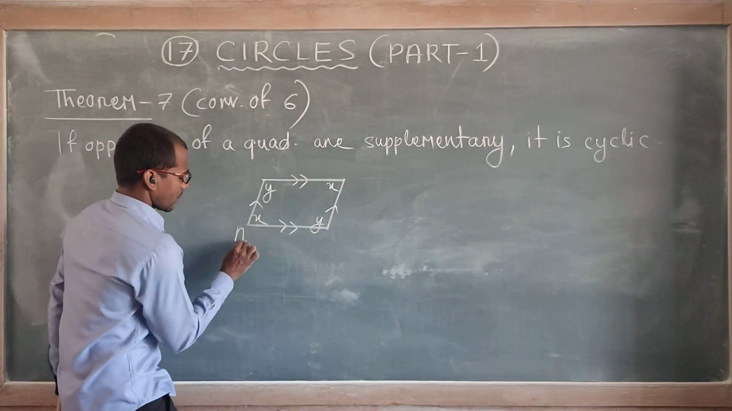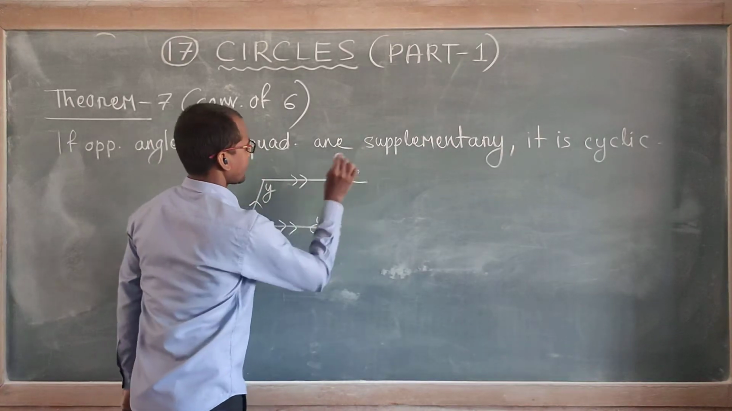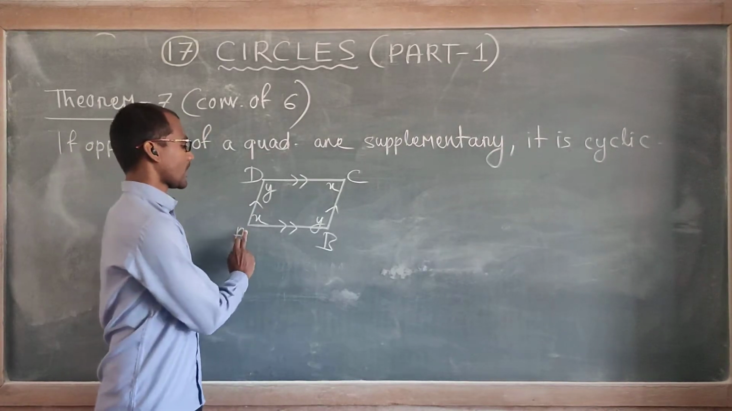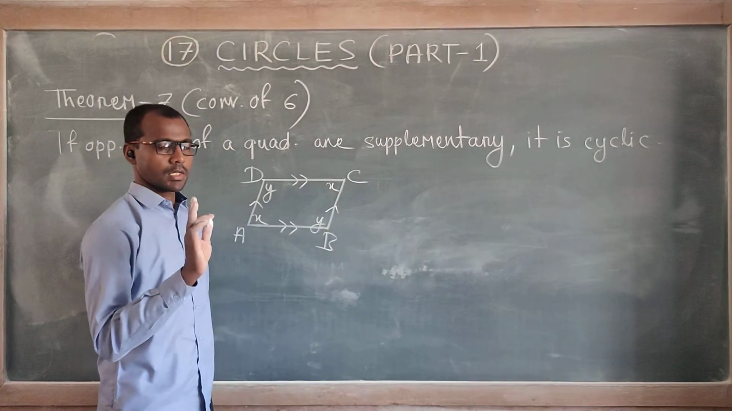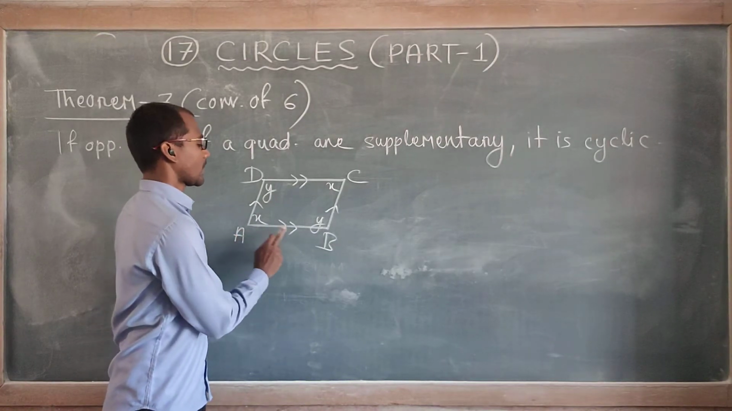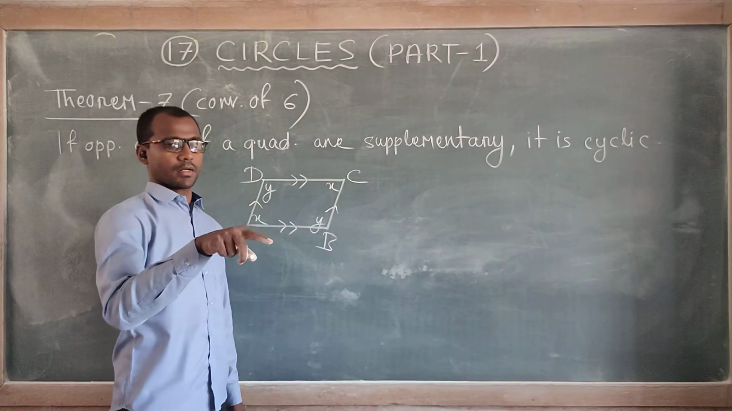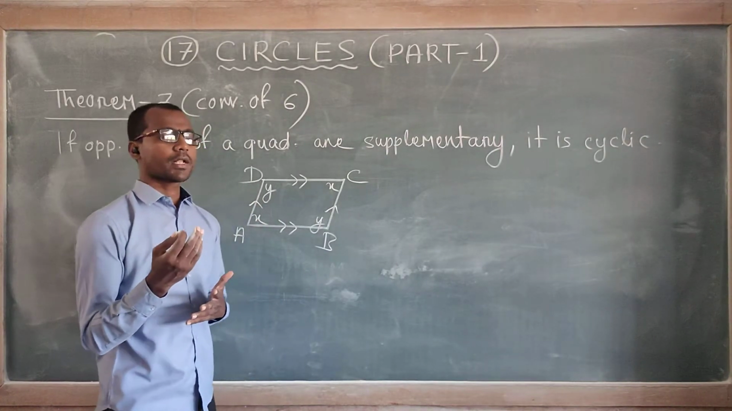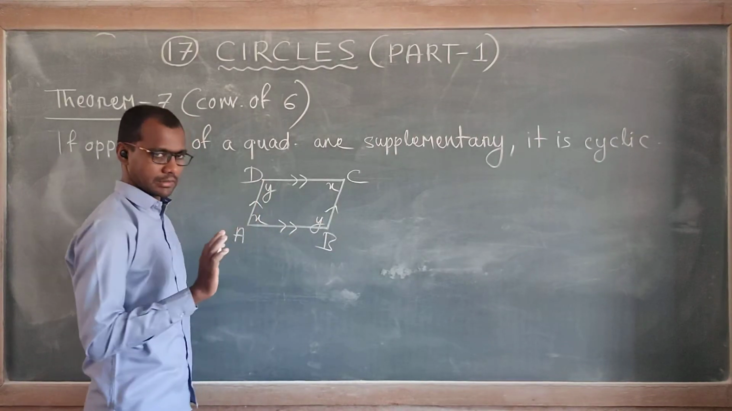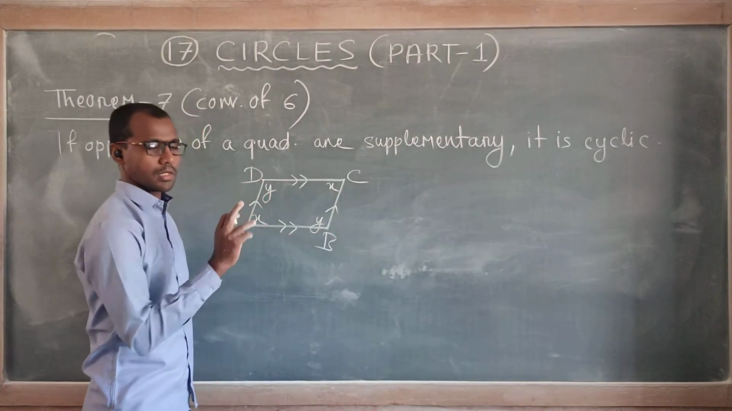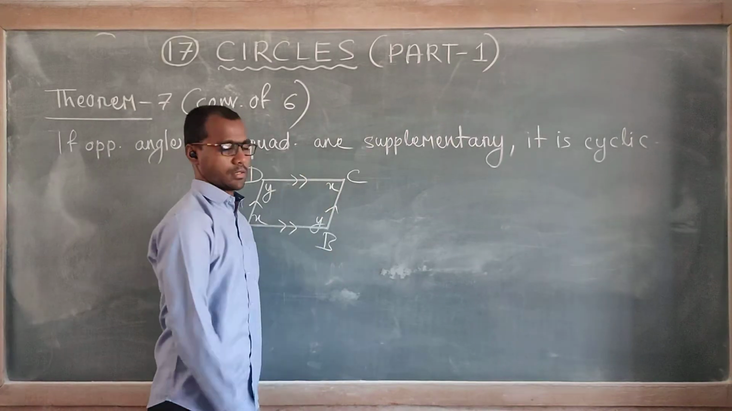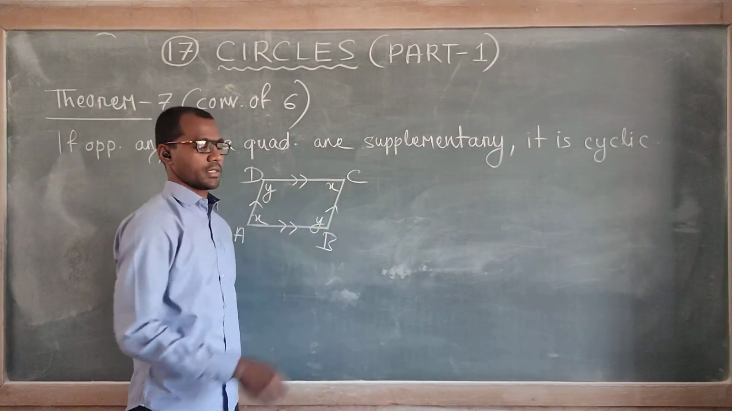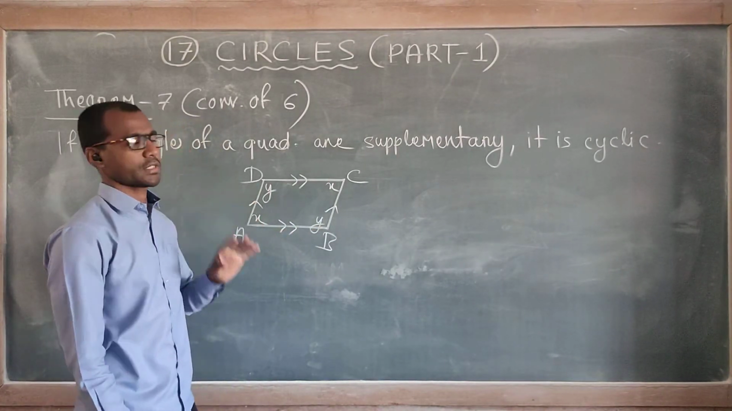Suppose we have A, B, C, D. You will be able to draw a circle that can pass through A, B and C, but definitely that circle will not pass through D. Similarly, you will be able to draw a circle that can pass through A, B and D, but that circle will definitely not pass through C. Clear? So we can draw a circle that can pass through three vertices but not the fourth vertex. So this is not a cyclic quadrilateral.